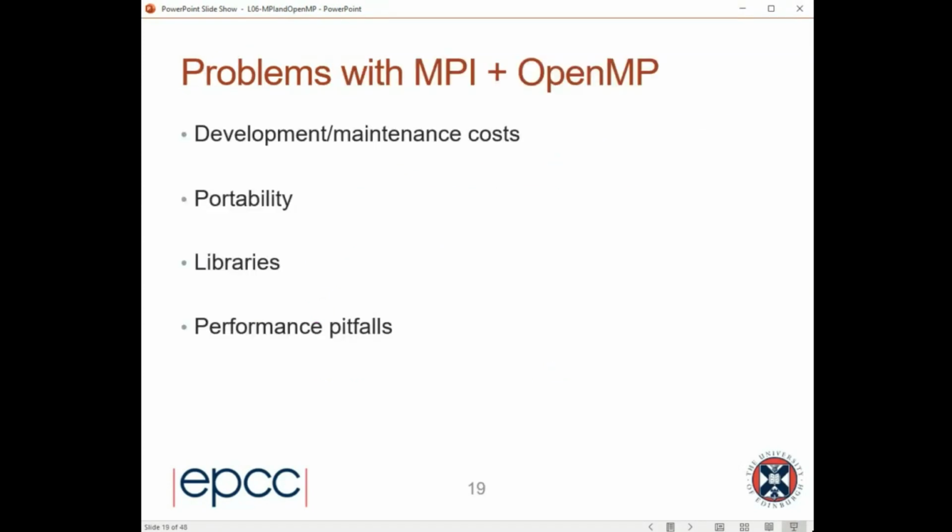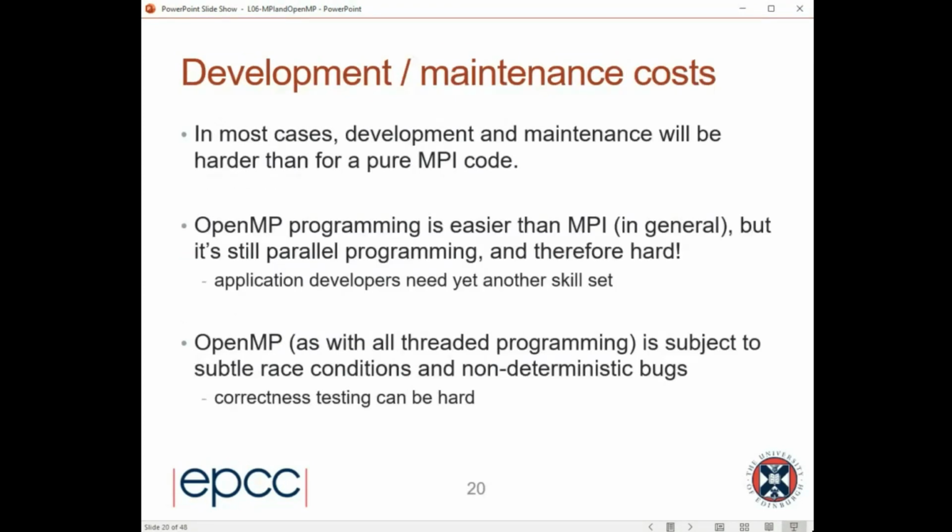So I'll just outline the problems before we start to talk about the traffic model. There are a number of different problems: development, maintenance costs, portability, libraries, and performance pitfalls. Basically, you've got two programming models going on at once. So development and maintenance at the software level will be harder than for a pure MPI code. OpenMP is easier than MPI in general, but it's still parallel programming, and you need another skill.